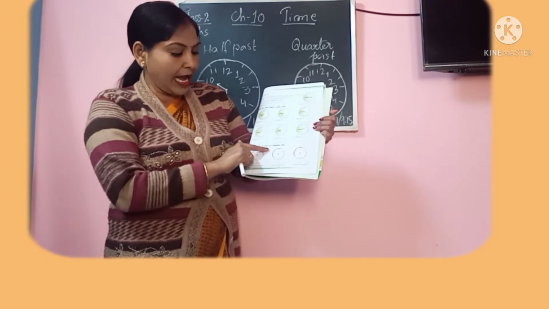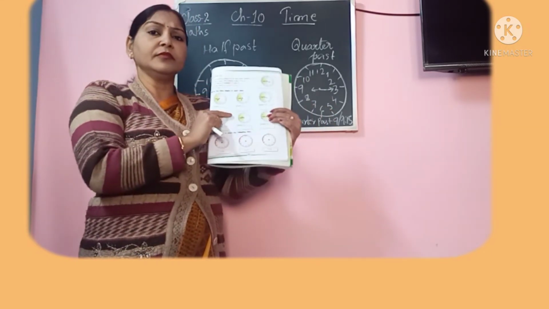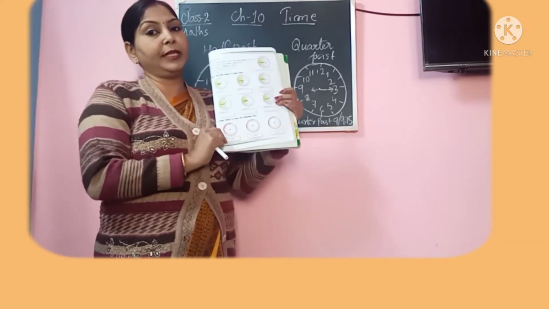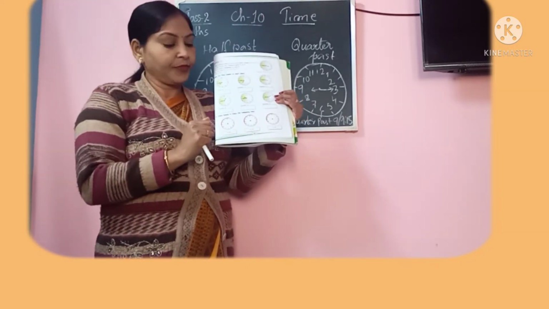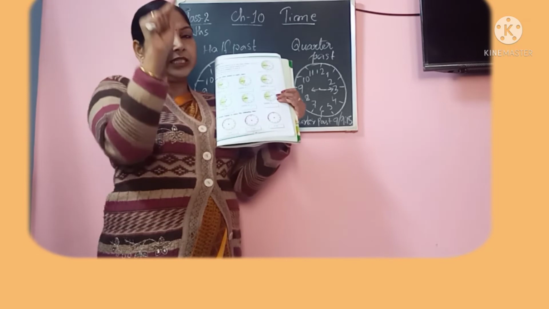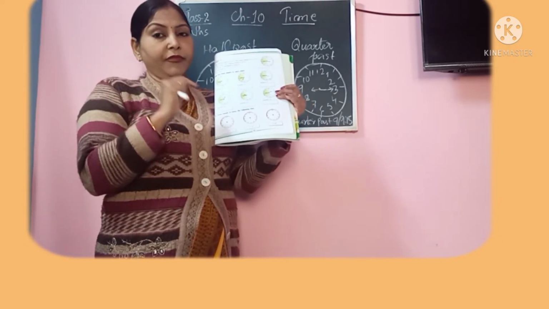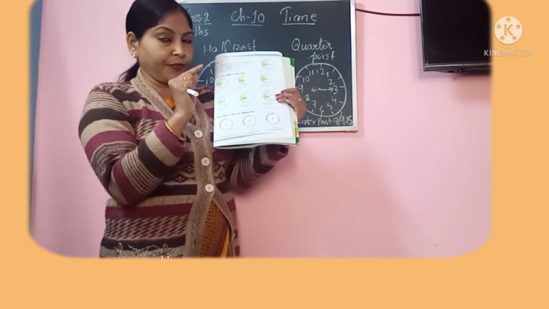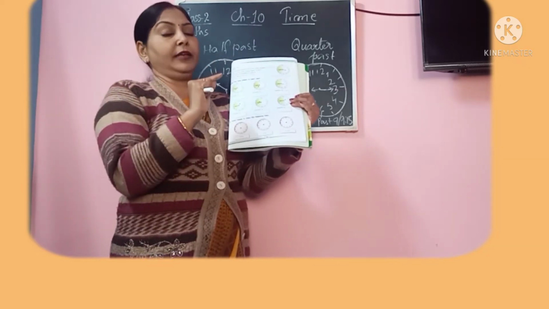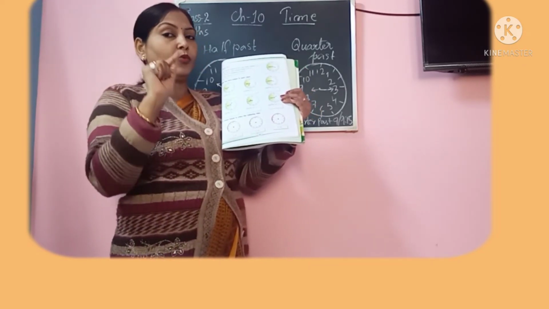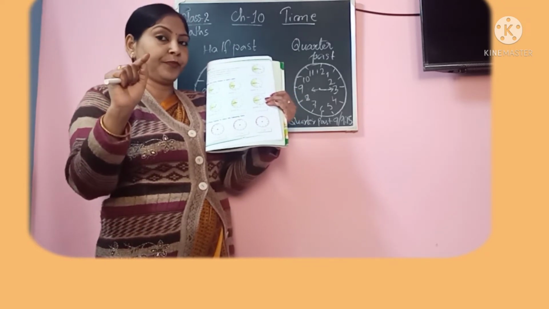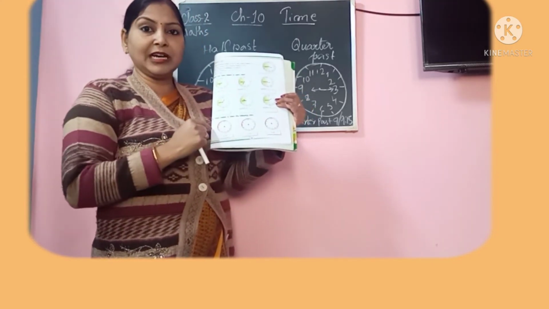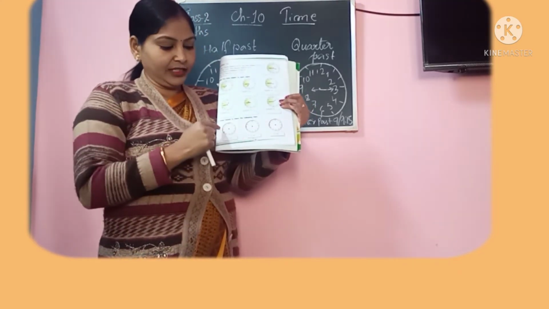Now down you see, draw hands to show the following time. Suppose in this question it is 9:45. Where will be the hour hand and where will be the minute hand? If it is 9:45, where will you place the hour hand? Of course, the minute hand will always point to 9 when it is quarter to 10, because 9 means how many minutes are covered? 45 minutes. So 5 nines are 45.